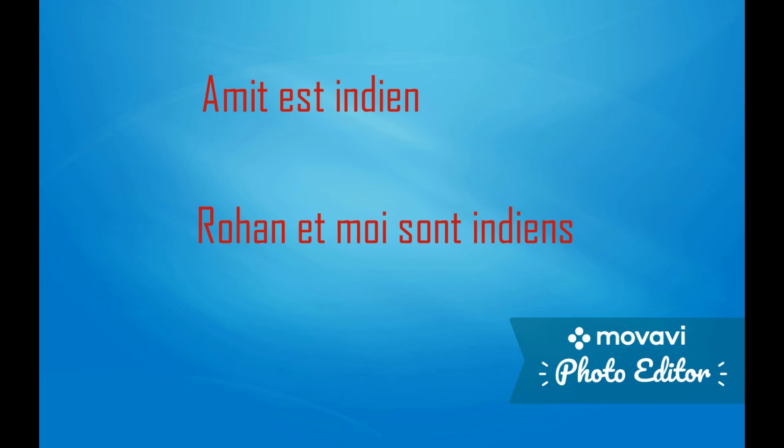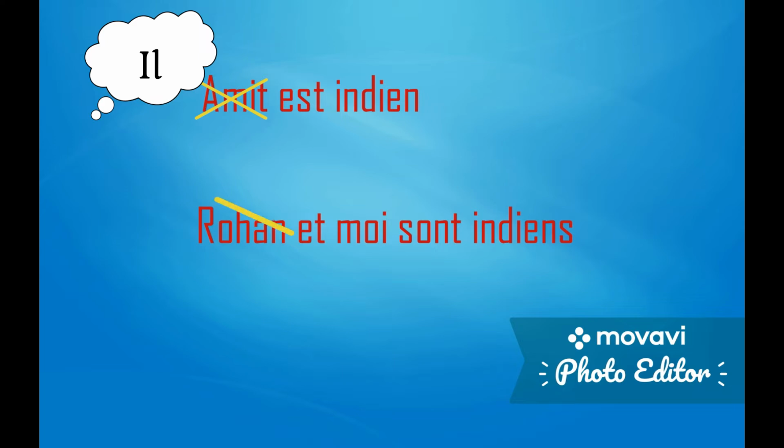Let us take a few sentences to revise its application. For example, Amit, a and the N. We know that Amit is male and it is third person, so we cut it out and write il in its place. The new example is Rohan a moi, so and the N. We know that Rohan a moi refers to somebody plus moi. It is a group of me plus someone else, so we cut it out and write nous in its place.